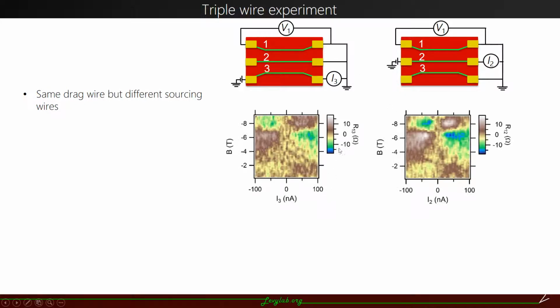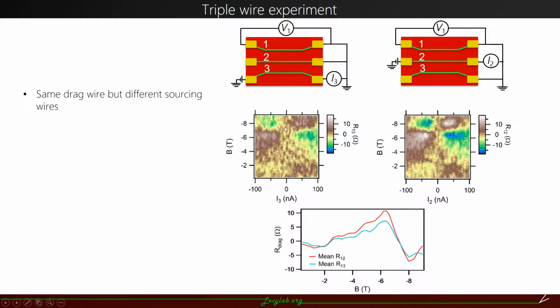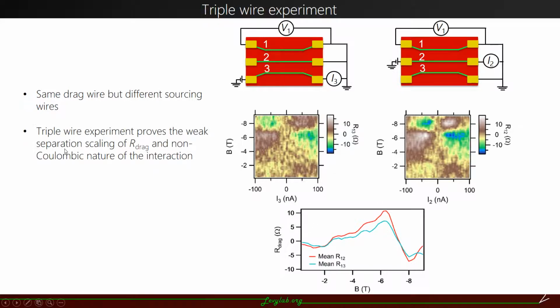We can look at drag resistance and we find they look really similar to each other. To compare the magnitude, we take the average over the positive bias and plot them together, and we can see that despite the doubling of the separation, the drag resistance is almost the same. Therefore, the triple Y experiment directly proves the weak separation scaling of drag resistance and the non-Coulombic nature of the interaction.